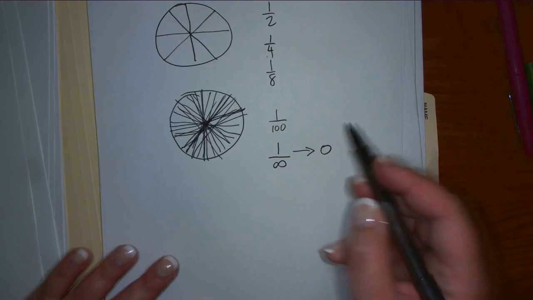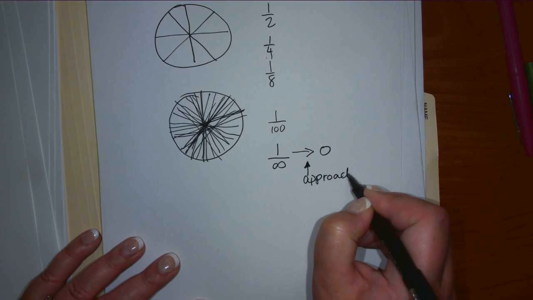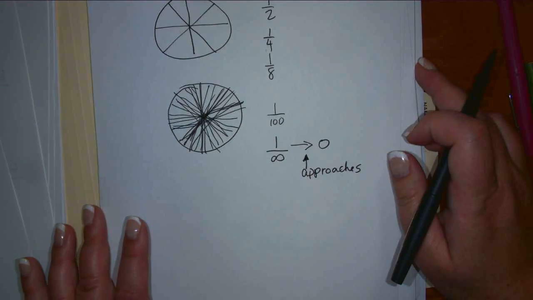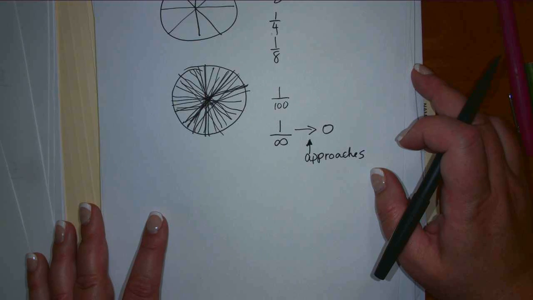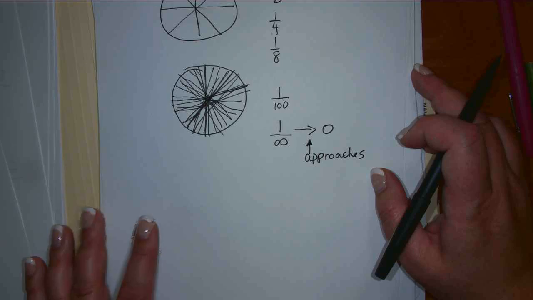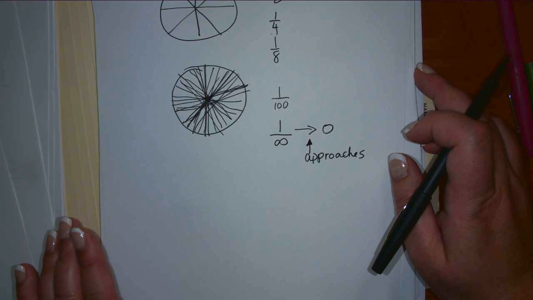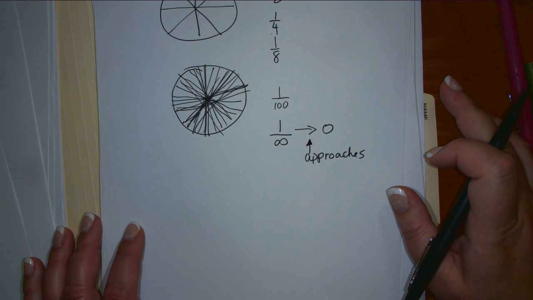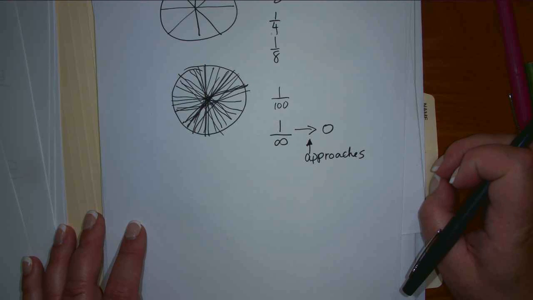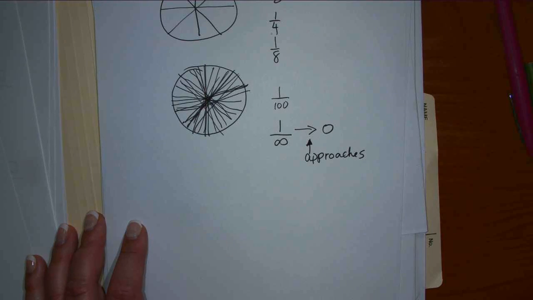So this little thing means approaches. Does that make sense that it would approach 0? Like the size of it's getting smaller and smaller until it's gone? Right? Infinity is not a number. Infinity is an idea, because you can never get there. So what's infinity plus 1? Still infinity, because you can't get bigger than infinity. Infinity doesn't stop. It's an idea of the biggest number, but you can't ever get there.